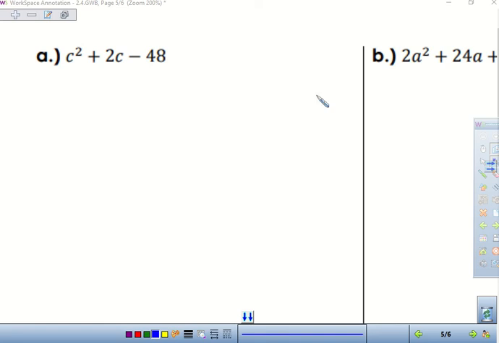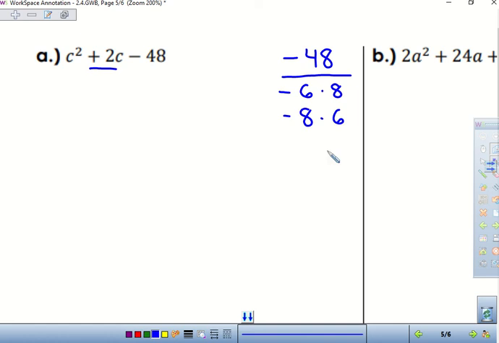So, here's step 1. When you have an A term of 1, you're going to look at factors of the C term, negative 48, two numbers that multiply to give you negative 48 that add up to a positive 2. So what's two numbers that multiply to give you negative 48? There's a bunch. Negative 6 and positive 8. And what about negative 8 and positive 6? Would that also work? Okay.